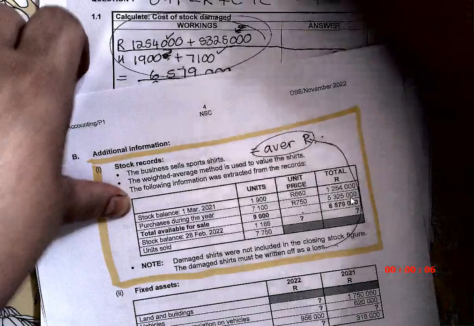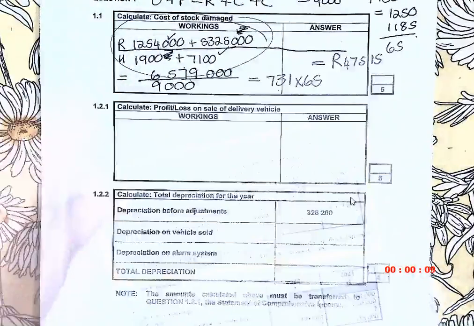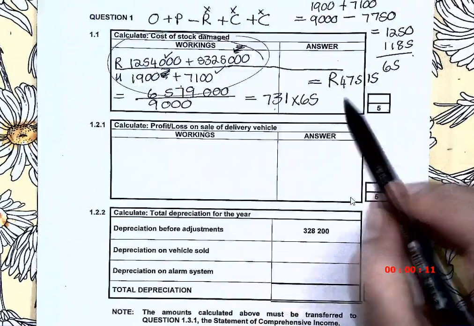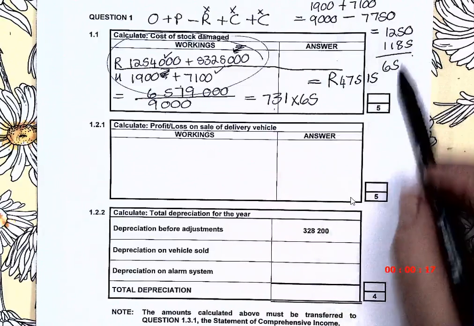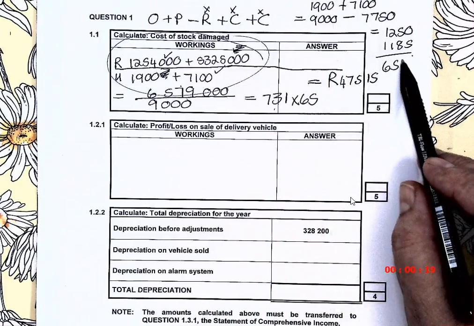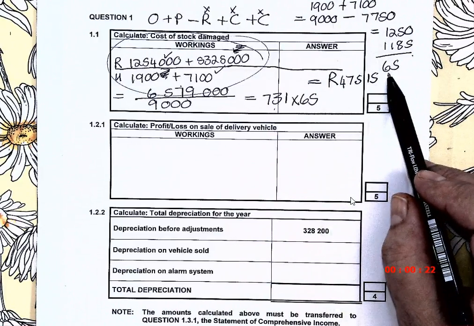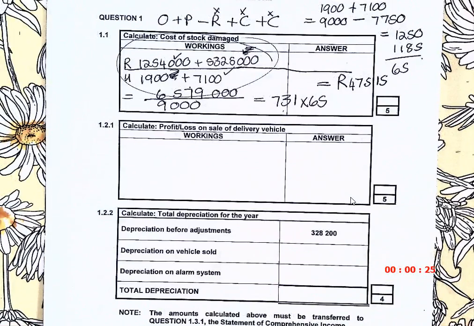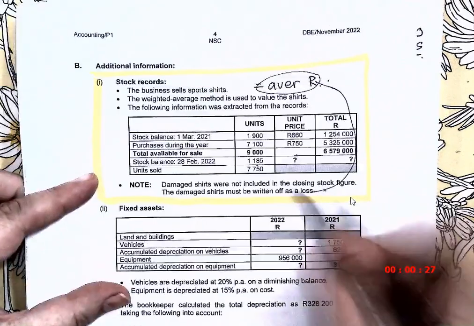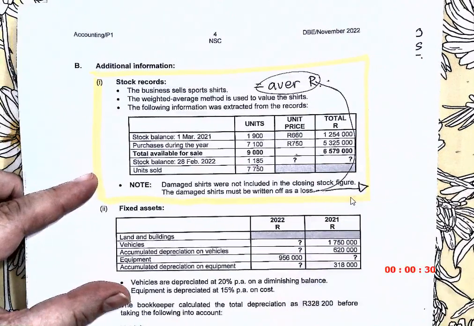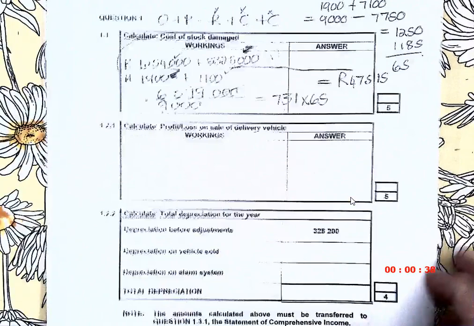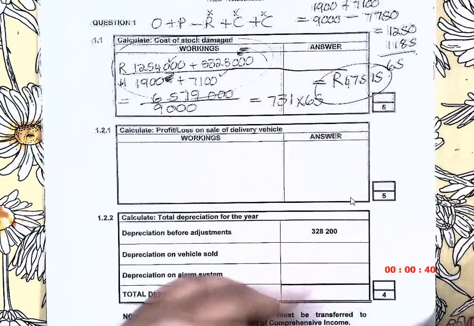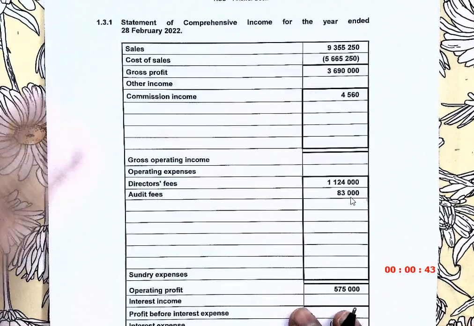So what I did, please listen, is I calculated the average price, was 731. Then we calculated that 65 units were damaged. Now, if I look at this information, can you see that everything must be written off as a loss? Meaning this loss was not insured. The insurance is not paying out something. So in other words, I must remember to take that amount to the income statement.